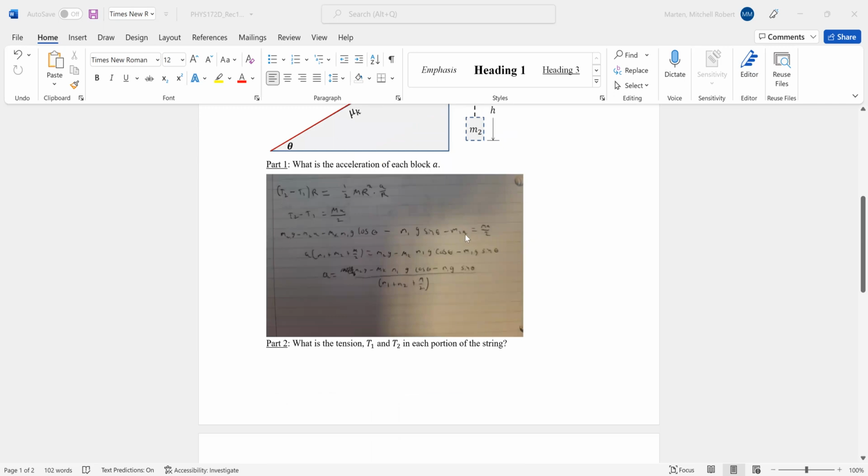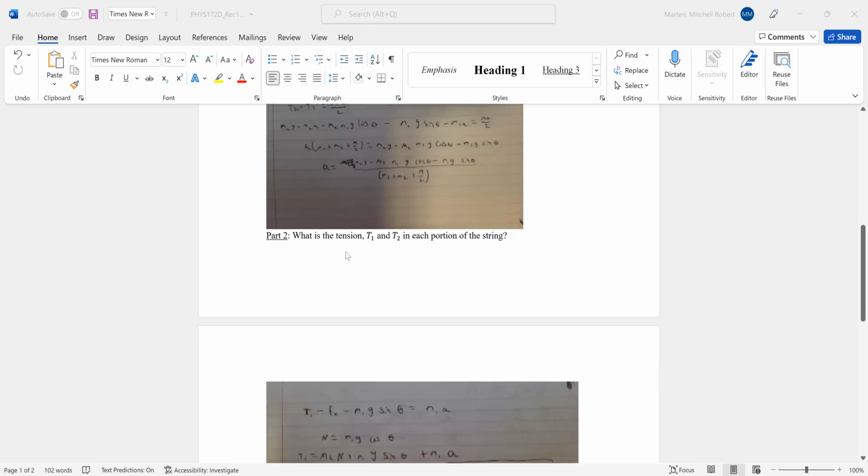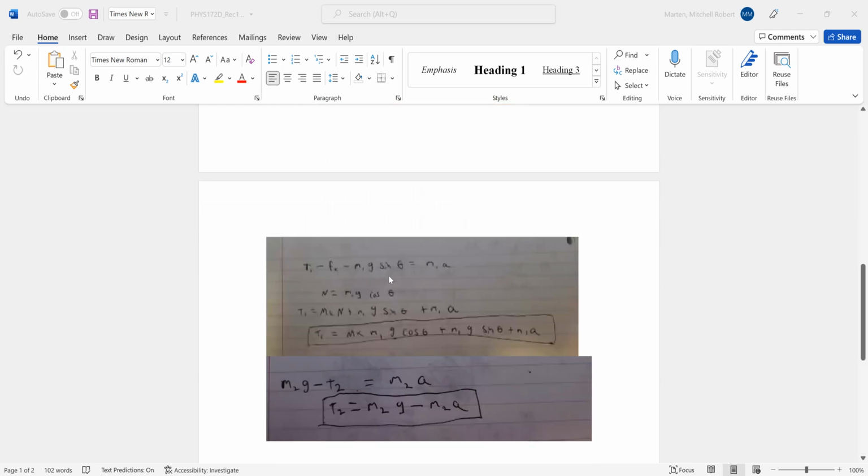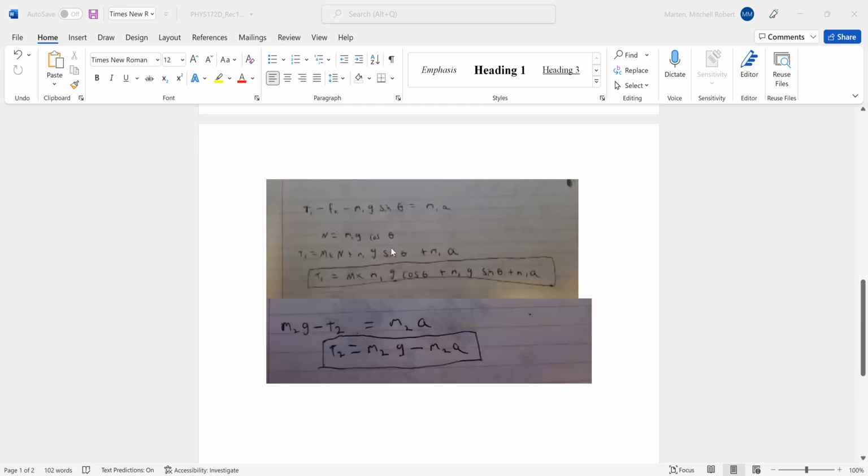You might be confused, but if we go to part two, it asks us to find T1 and T2 in each portion of the string. And so we know that the net force on an object is going to be equal to the mass times its acceleration. So I basically just plugged in that T1 minus F minus M1G sine theta is equal to M1A. And then we see that our normal force is equal to M1G cosine theta. So then you can solve for T1 by rearranging this top equation, and you get this big long answer.